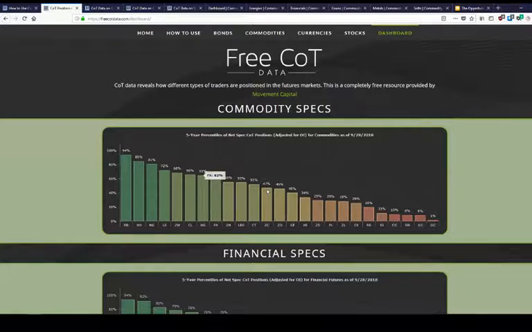On the left-hand side, this is definitely where the most change has happened, in that RBOB and HeatOil are extremely crowded spec long commodity trades, RBOB more so. And on the right-hand side, you've got the usual suspects in terms of precious metals and soft commodities. They've been there for a while.